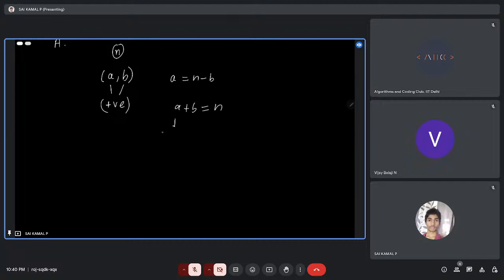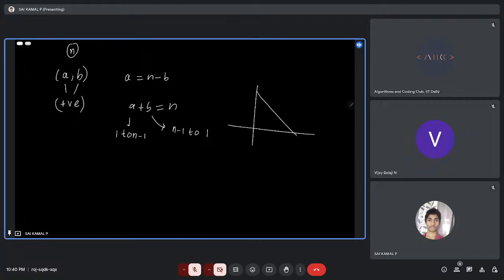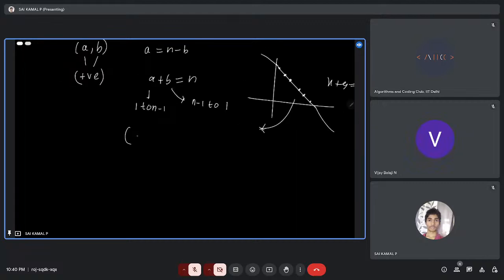So a can take values from 1 to n minus 1, while b can go from n minus 1 to 1. These are the only possible values, because a plus b equal to n lies on the line x plus y equal to n, and all the integral points that this hits in the first quadrant are the solutions. So all those solutions should be of the form a, n minus a.